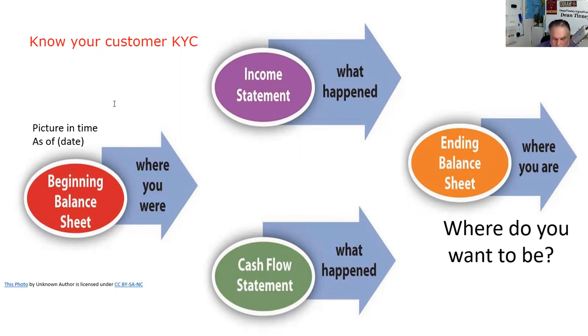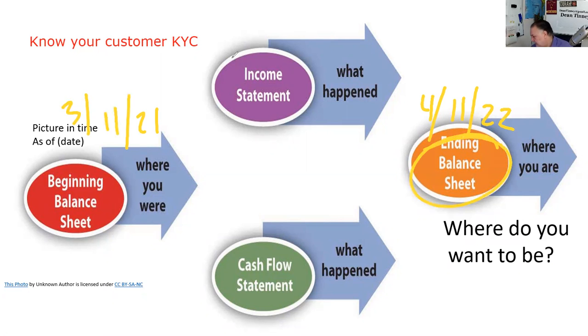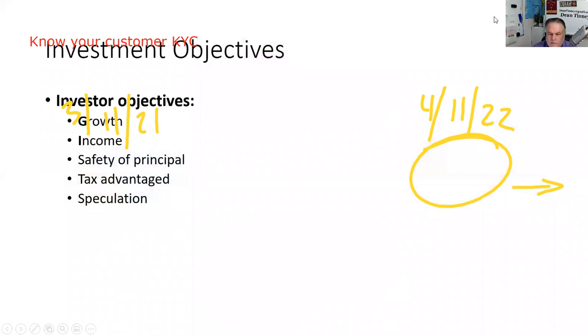We do another balance sheet. So, for example, if this is 3/11/21, and then we do this again on 4/11/22. We're going to see where we're at now. And then most importantly is where we're heading to, where we're trying to get, whether that's net worth wise or investment goal wise, whatever the case may be. Let's clean up the slide there.